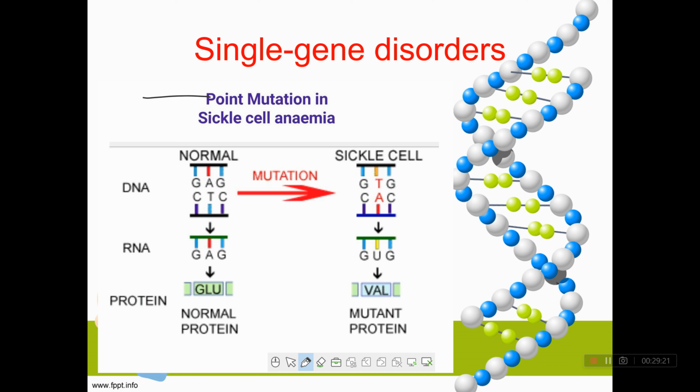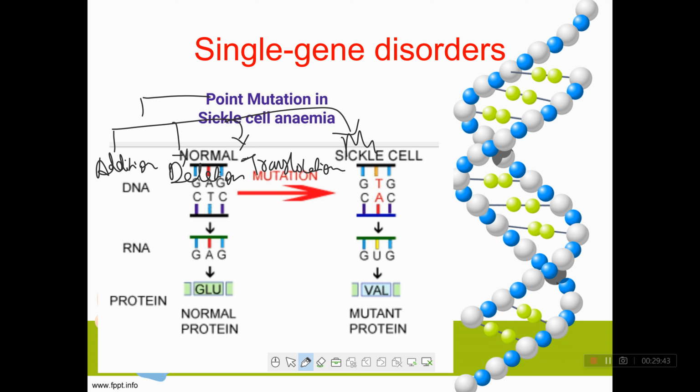In point mutation, what happens? Either addition will take place, deletion will take place, or translocation will take place. Missense mutation will happen, nonsense mutation will happen, right? These are all types of point mutation, right? In this type of point mutation, the example is sickle cell anemia.